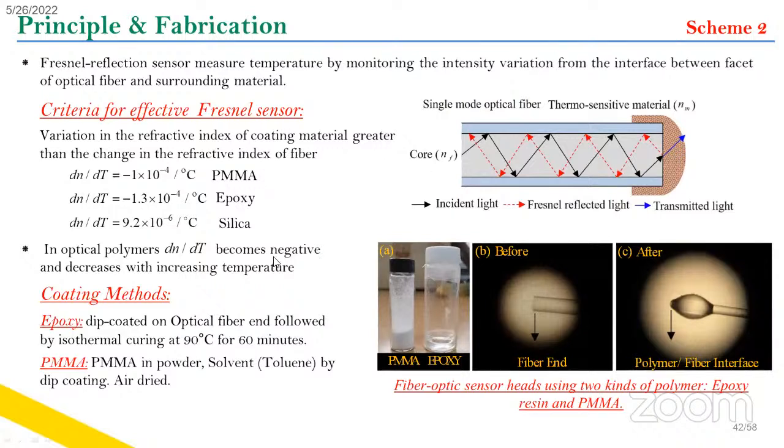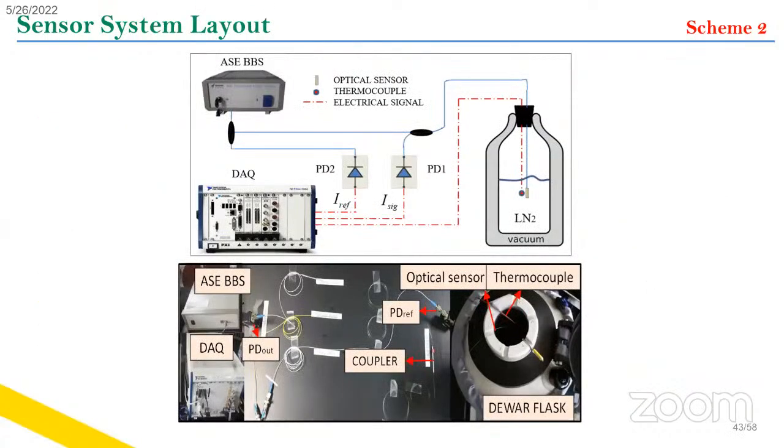Here we use two optical polymers, that is epoxy and PMMA. This is the material. This is before coating the fiber end, and this is after coating. So this is our sensor head, which is used for monitoring the cryogenic temperature. So this is our temperature setup. This is a broadband light source. It is sent towards the sensor. This is liquid nitrogen, which is almost minus 180 degrees Celsius.